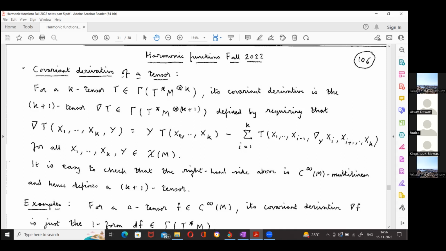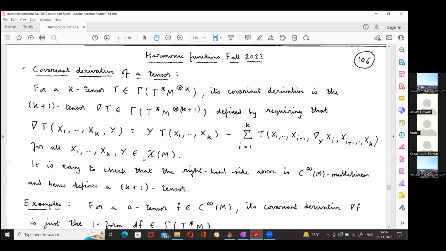And then you subtract the sum, i goes from 1 to k, of T(x1, ..., x_{i-1}, nabla_Y x_i, x_{i+1}, ..., xk). So in the ith spot, you replace xi by the covariant derivative nabla_Y xi. And you define this for all x1 to xk and Y in chi(M).